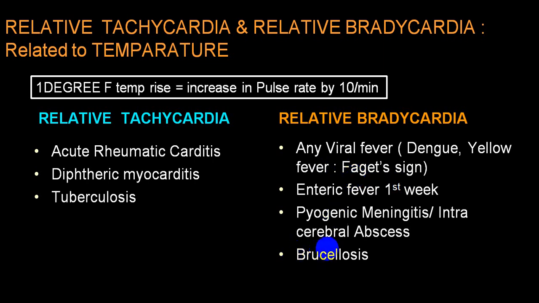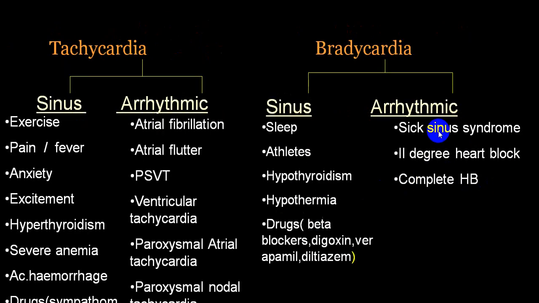Also, you can get it in case of cerebral abscess, and you can have a relative bradycardia in case of brucellosis. So these are the two common conditions you should keep in mind: enteric fever and brucellosis, and sometimes in case of a cerebral abscess or pyogenic meningitis, secondary to severely raised intracranial pressure. But you can also get it in dengue fever, and relative bradycardia is given the name Faget sign. So do keep it in mind. So this is in detail regarding tachycardia, which can be asked to you in your oral.